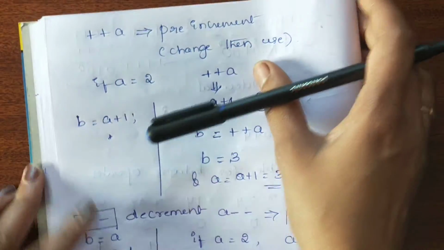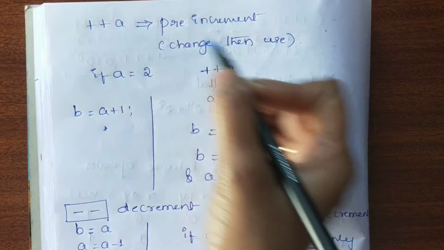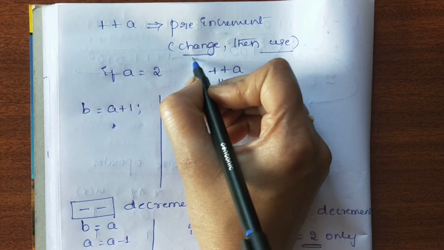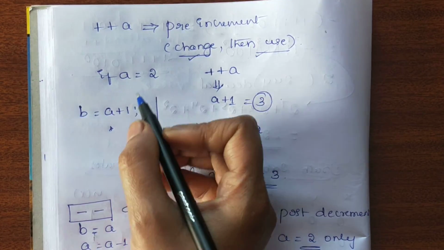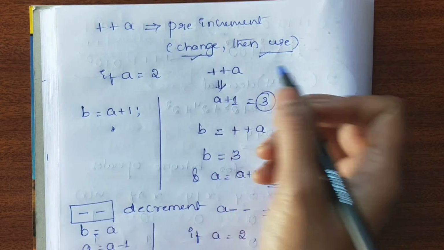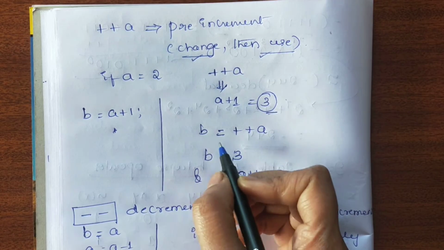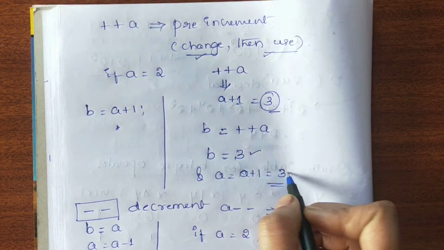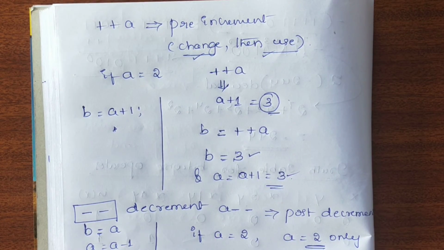Now let us see pre increment. In pre increment we use plus plus a. What we do, we first change, then we use that value. First we change means we will increment by 1, then we are going to use that value. Now let us take an example. If a is equal to 2, plus plus a gives 3, that is a value is 3 and then we use that value. So suppose b is equal to plus plus a, then b value is 3 and a value is also 3. That is first we increment, then we use that value. That is the pre-increment.